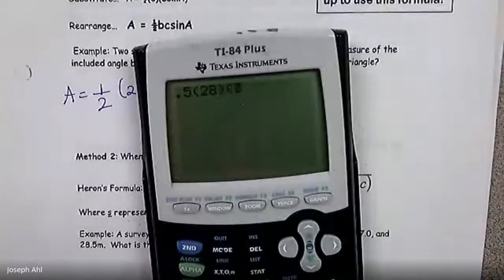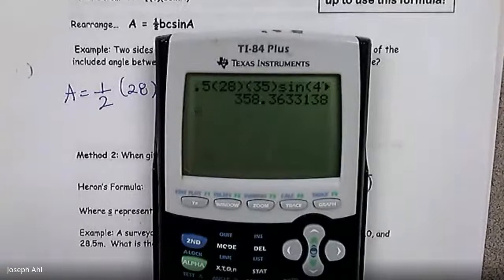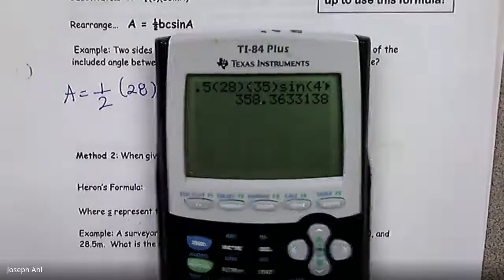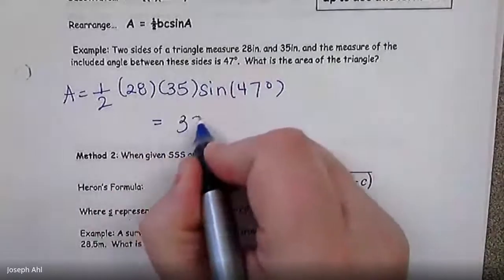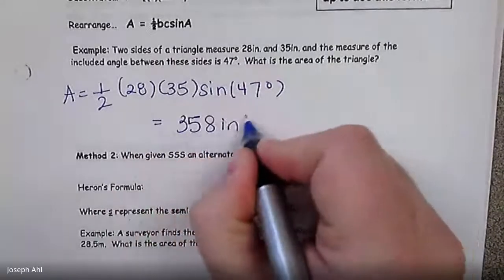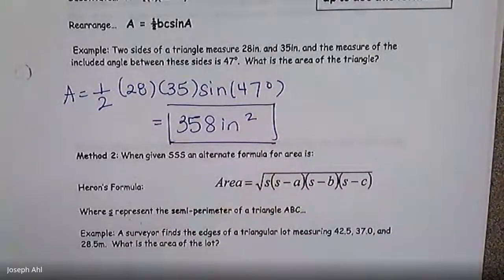0.5 times 28 times 35, and then sine 47 is approximately 358. I'll go to the nearest square inch. I don't know if it said where to round, but 358, and we're back to area now. So we've got inches squared for that area. Notice how we're only going to do one quick example there. I promise there will be more that involves area of a triangle, just like that.